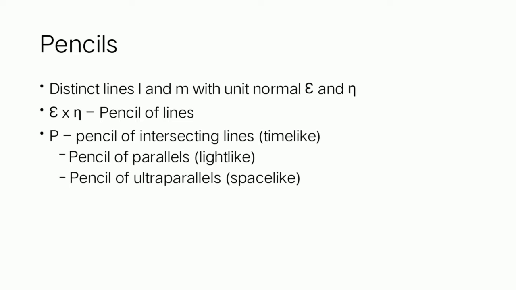So in a set script P, whose unit normals are orthogonal to the pencil of lines, script P will be called a pencil of intersecting lines if it is time-like, a pencil of parallels if it is light-like, or a pencil of ultra-parallels if it is space-like. Now we will talk about the second one, the light-like pencil of parallels.